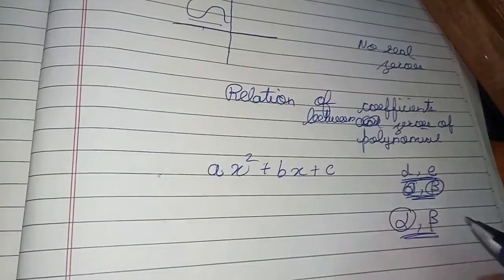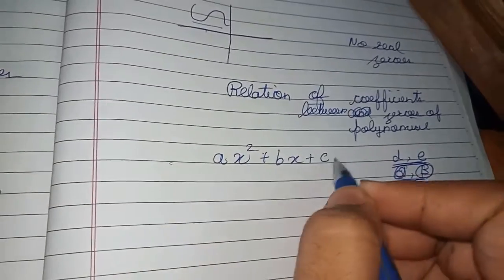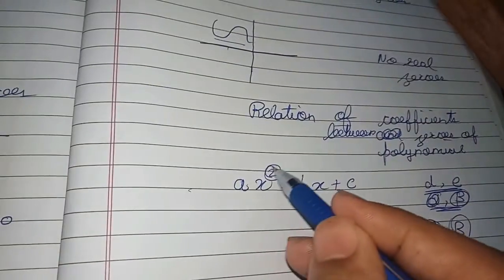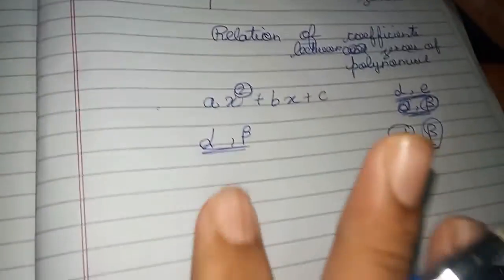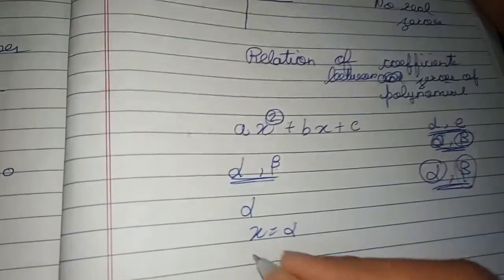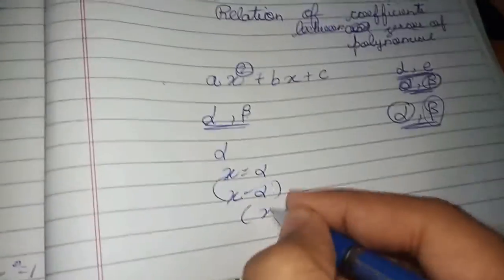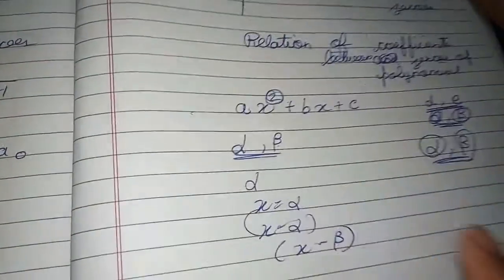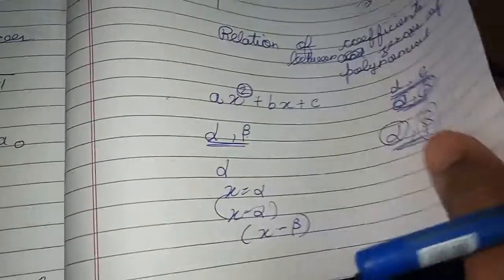You might be familiar with alpha, but beta is the same. So here, as you know, ax squared plus bx plus c has at max 2 zeros, as I said. So let's say alpha and beta are the 2 zeros. Now what you know is that if alpha is a zero, then x would be equal to alpha. Therefore x minus alpha is one factor. Similarly, x minus beta is another factor. Alpha and beta are the 2 zeros, therefore x minus alpha and x minus beta are the 2 factors.